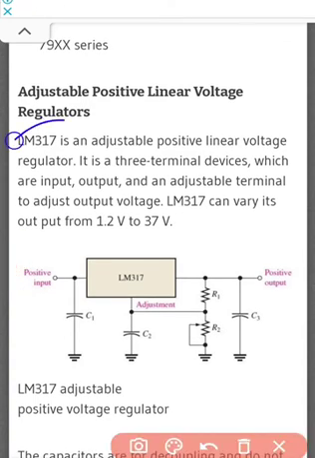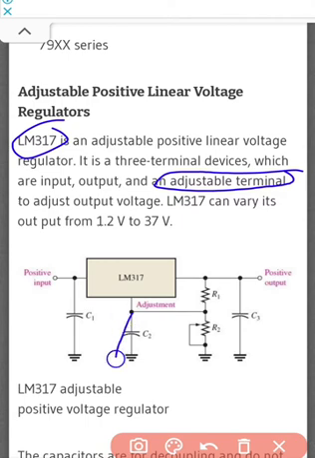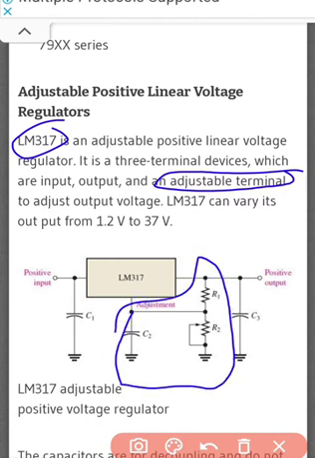The series given here is LM317. So it is a positive regulator. It is also a 3-terminal device made up of input, output and an adjustable terminal. As you can see, this makes it different from the above two. There is an adjustable terminal, or the adjustable arrangement.